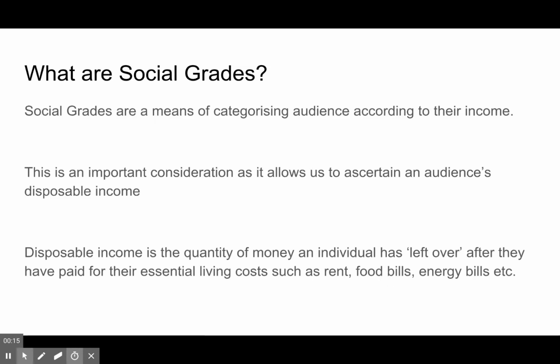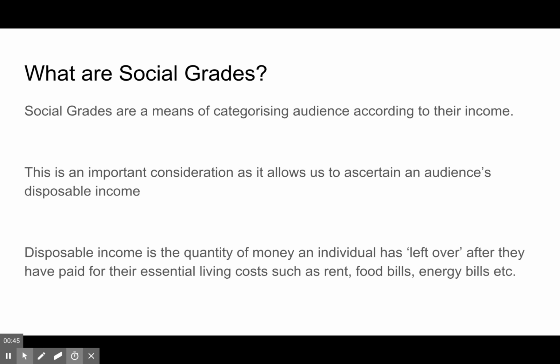Social grades are, to put it simply, a means of categorizing different groups of audiences according to their income, as in how much they earn from their employment, or lack of in some cases. This is important because it allows us as media practitioners or designers to figure out how much disposable income different categories of audience have. Disposable income is the amount of money that someone has left over after they've paid for their essentials.